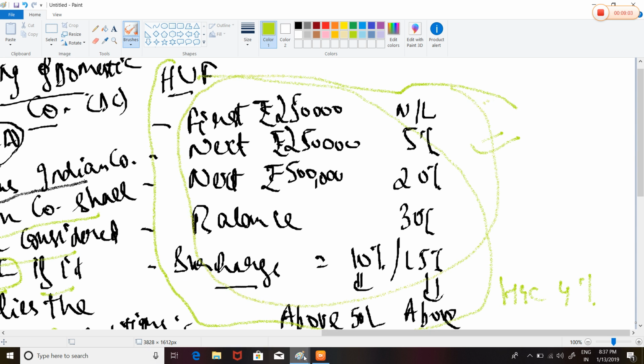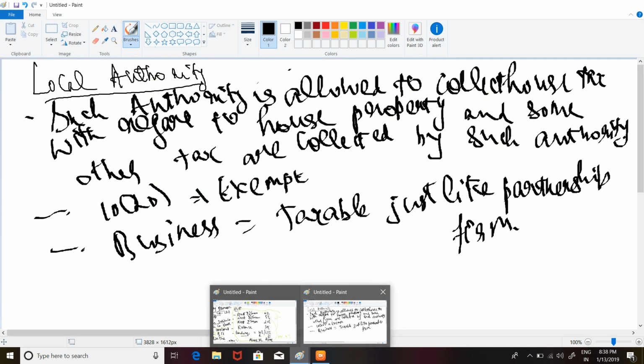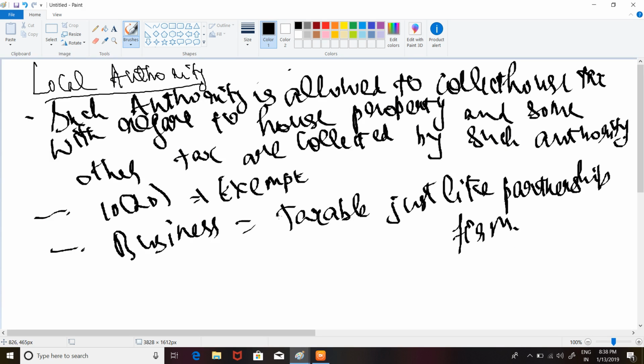Now let's take up the next part: taxability of a local authority. Who is a local authority? For maintaining any city or town, there's always some authority responsible, and such authority is called a local authority. Let's say MCD in Delhi.